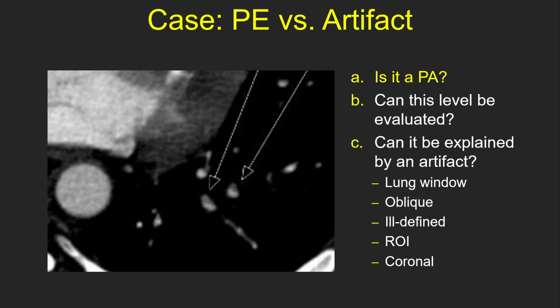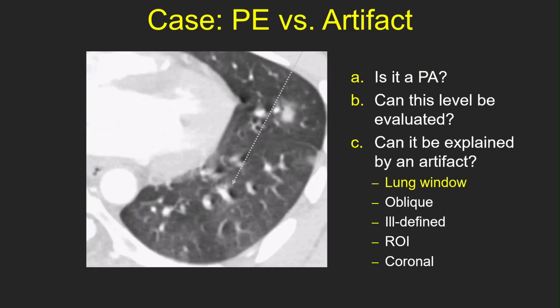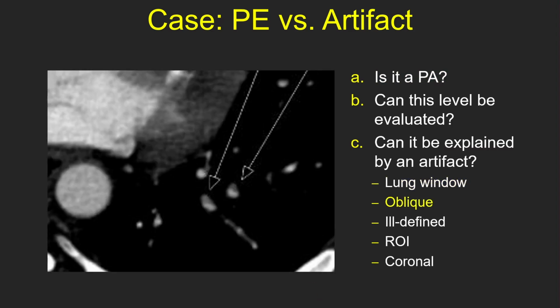Here there are two filling defects. The medial one can be traced to the left atrium and is a pulmonary vein. The lateral one is a pulmonary artery. But if we switch to lung windows, there is pulmonary motion artifact on the lateral vessel. Also, if oblique to the long axis of the vessel, it is artifact.